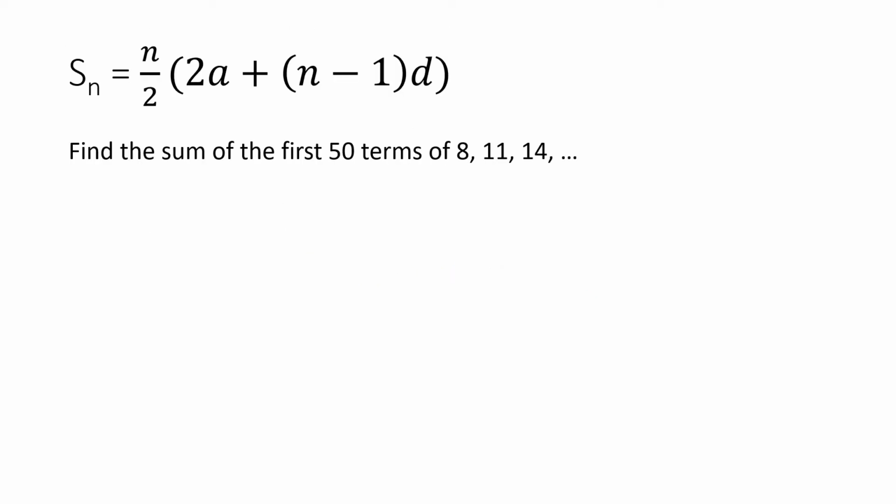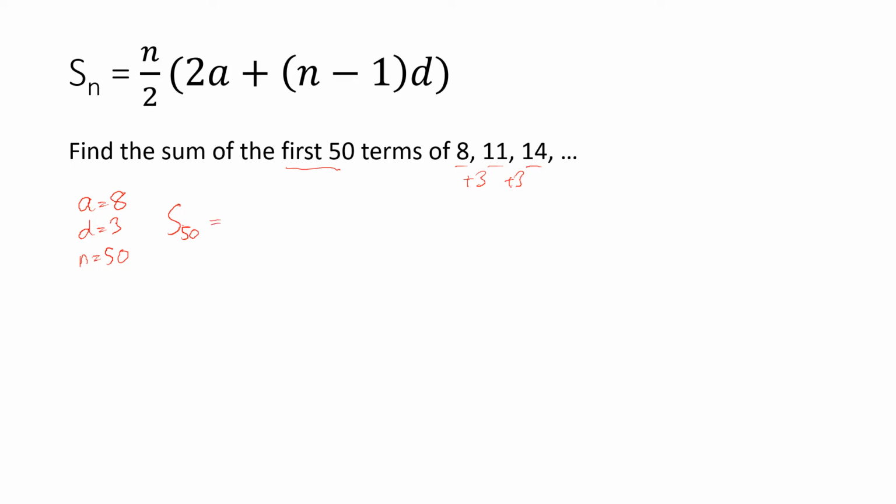Okay, so we'll leave the formula up there at the top for a little bit, but let's try and apply it to a question that we can't just write out all the terms for and add them up. We want to find the sum of the first 50 terms of 8, 11, 14. That's obviously going up in threes, so we can say that a is 8 because the first term is 8, d is 3 because it's going up in threes, and n is 50 because we want the sum of the first 50 terms. That means we're trying to find S50.